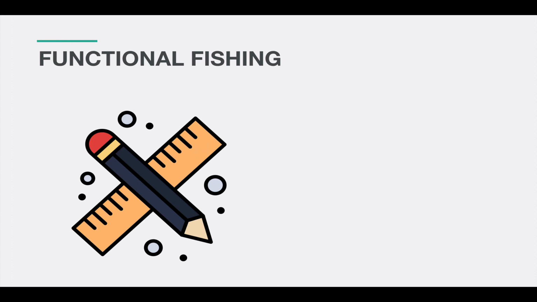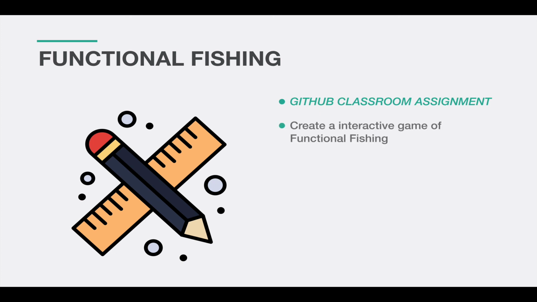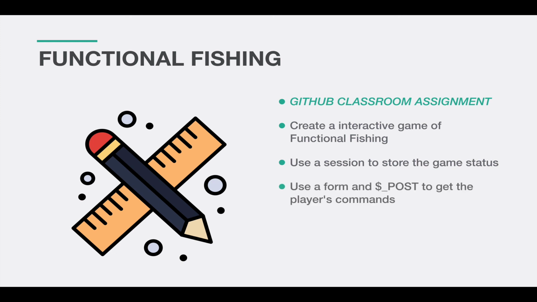Okay, so functional phishing. Again, it won't be due, but we'll talk about it. This is a GitHub Classroom assignment. You're going to be creating an interactive game of functional phishing. So who remembers functional phishing from Introduction to JavaScript? Same game, only we're building it with PHP. Actually, a lot of the stuff is exactly the same. We're going to use session to store the game status. You'll use a form and the post array to get the player's commands. That's what we're going to be doing with Blacksmith, which we'll talk about some more next week. You'll use the provided functions to complete the game.